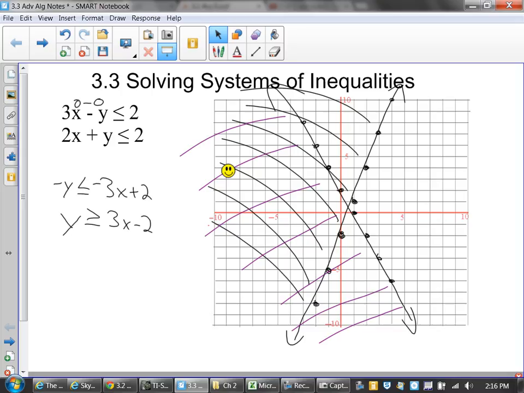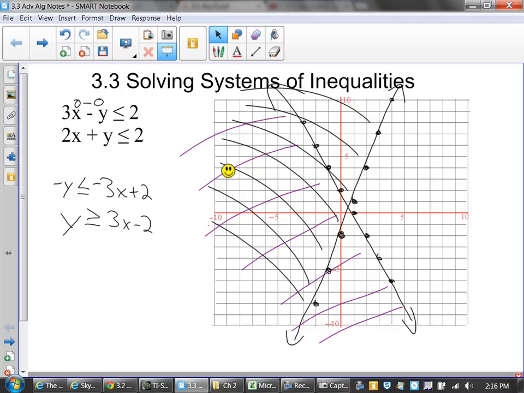Yes, sir? Do you leave the other stuff shaded too? Yeah, that's fine, because you're looking to see where the overlap is. And as we get into tomorrow, you will start to not shade as much. You will learn how to shade just a specific shape. Okay, and that's what we're building towards.